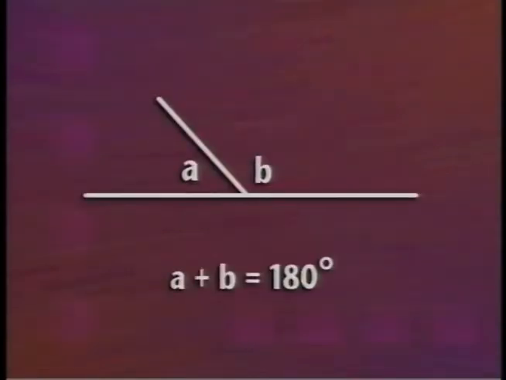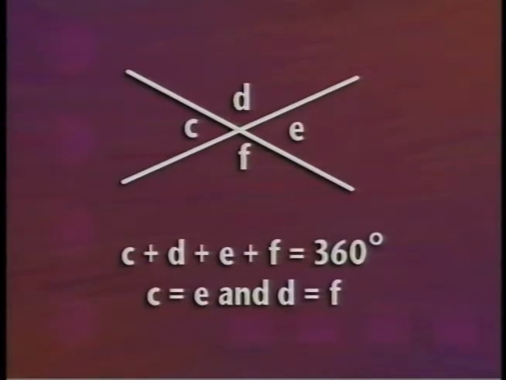The sum of the angles along a straight line totals 180 degrees. In this example, A plus B equals 180 degrees. Two intersecting straight lines form 4 angles which sum to 360 degrees. In this example, C plus D plus E plus F equals 360 degrees. Also in this diagram, vertical angles are equal. C equals E and D equals F. Now let's try a problem.